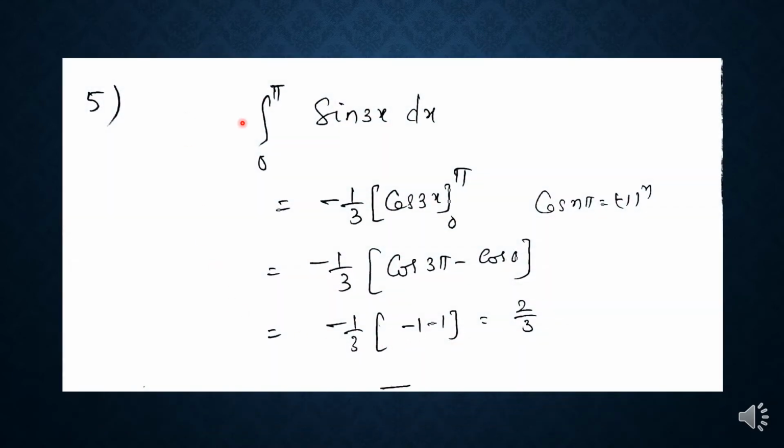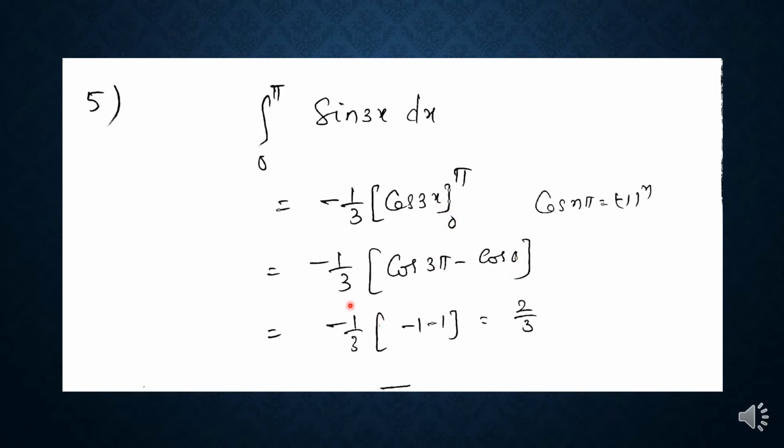Next problem. Evaluate integral 0 to pi of sine 3x dx. So we know that integral sine x dx is minus cos x and integral sine ax dx is minus 1 by a into cos ax. So integral sine 3x dx can be written as minus 1 by 3 into cos 3x from 0 to pi. Now put the upper limit here, upper limit is pi and the lower limit is 0. At first substitute x is equal to pi, that becomes cos 3 pi minus, now substitute the lower limit, that is 0, cos of 3 into 0, cos 0.